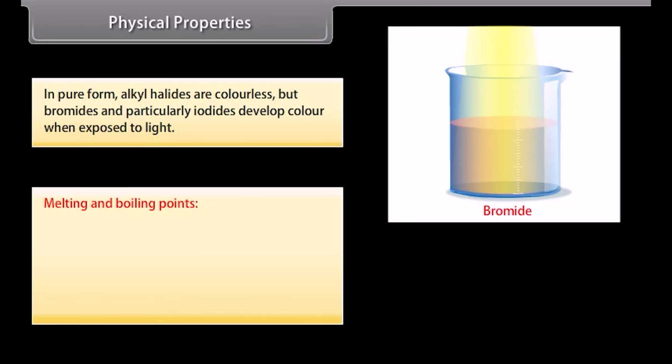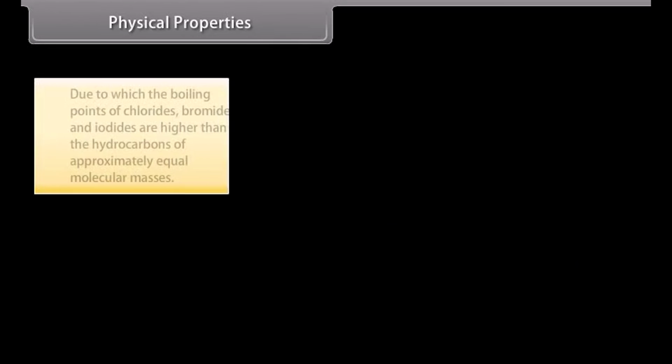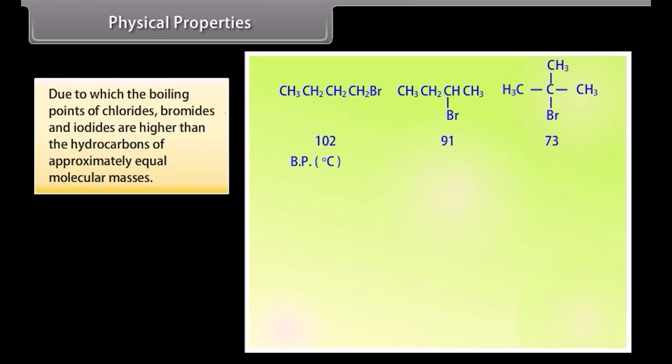Melting and boiling points. Due to the polar nature and high molecular masses as compared to the corresponding hydrocarbons, the intermolecular forces of attraction, that is dipole-dipole and van der Waals forces, are stronger in organic halogen compounds, due to which the boiling points of chlorides, bromides and iodides are higher than the hydrocarbons of approximately equal molecular mass.